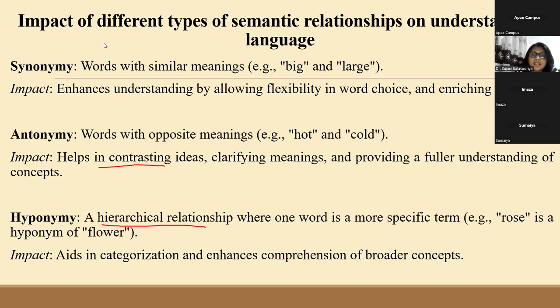So these two pairs of words, animal and rabbit, rose and flower, are in a hierarchical relationship. So we say there is a hyponymous relationship between these words. Then how does it help us process or understand the language? If you have a clear understanding and knowledge about hyponyms in the English language, what are the advantages? It will help you categorize and improve comprehension of broader concepts.